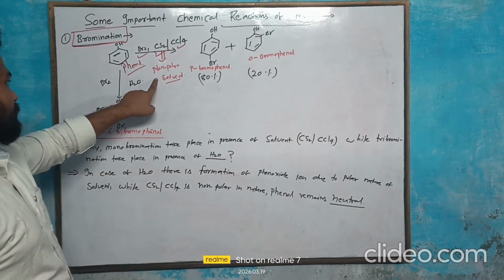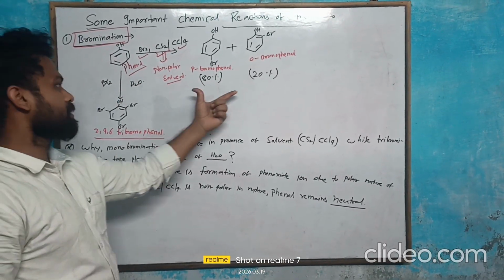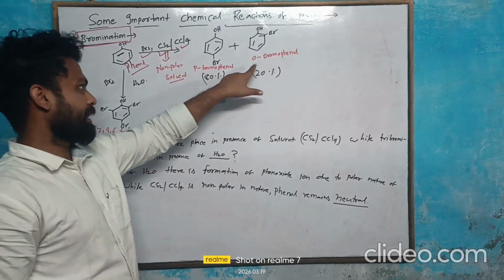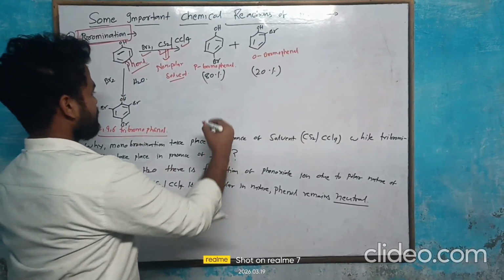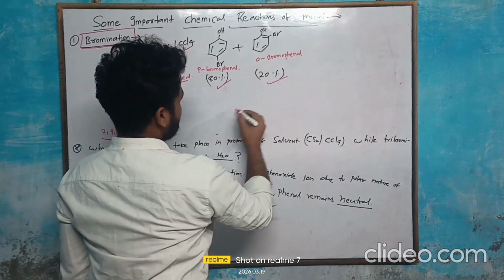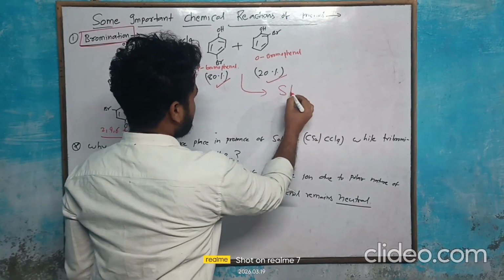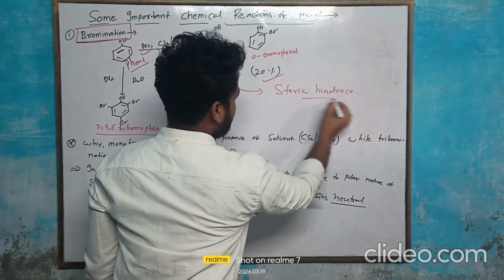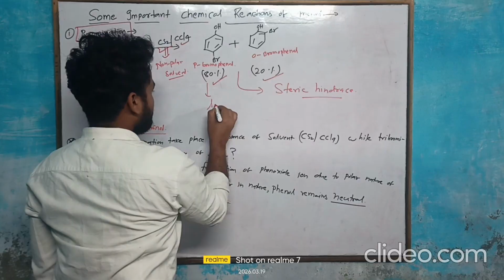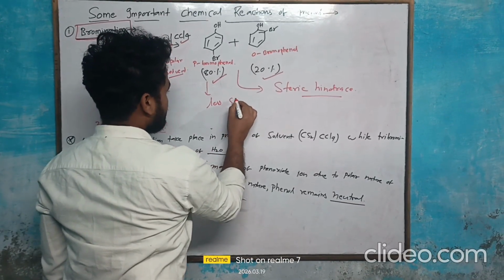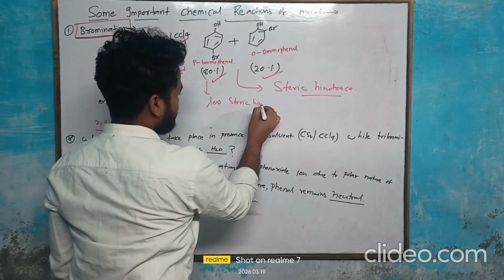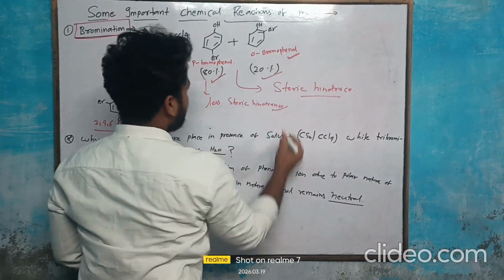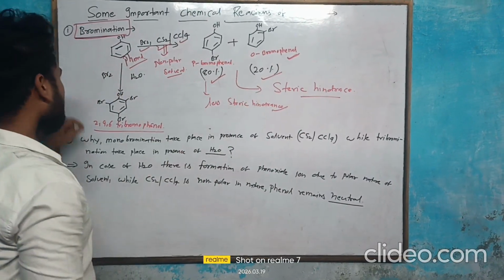When bromination takes place in a non-polar solvent, there will be formation of two types of products. First is para-bromophenol and another is ortho-bromophenol. This product is 80%, this is 20%. Why is there a difference? The difference is due to steric hindrance. This compound has less steric hindrance, and this has more steric hindrance. That's why it is 80% and this is 20%.